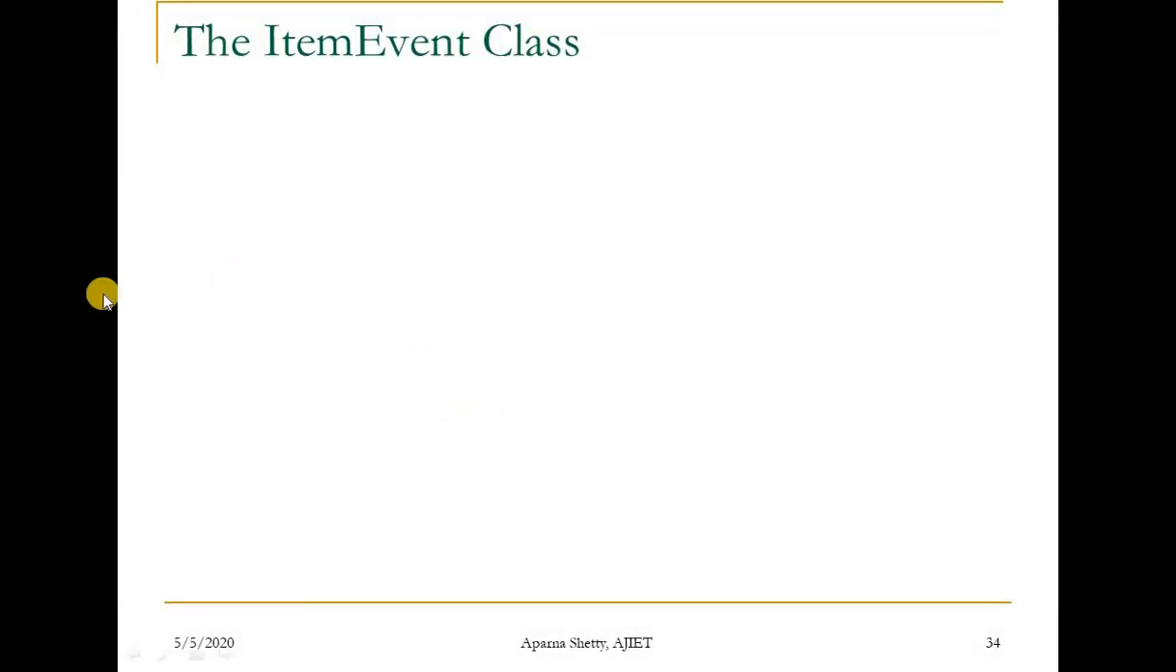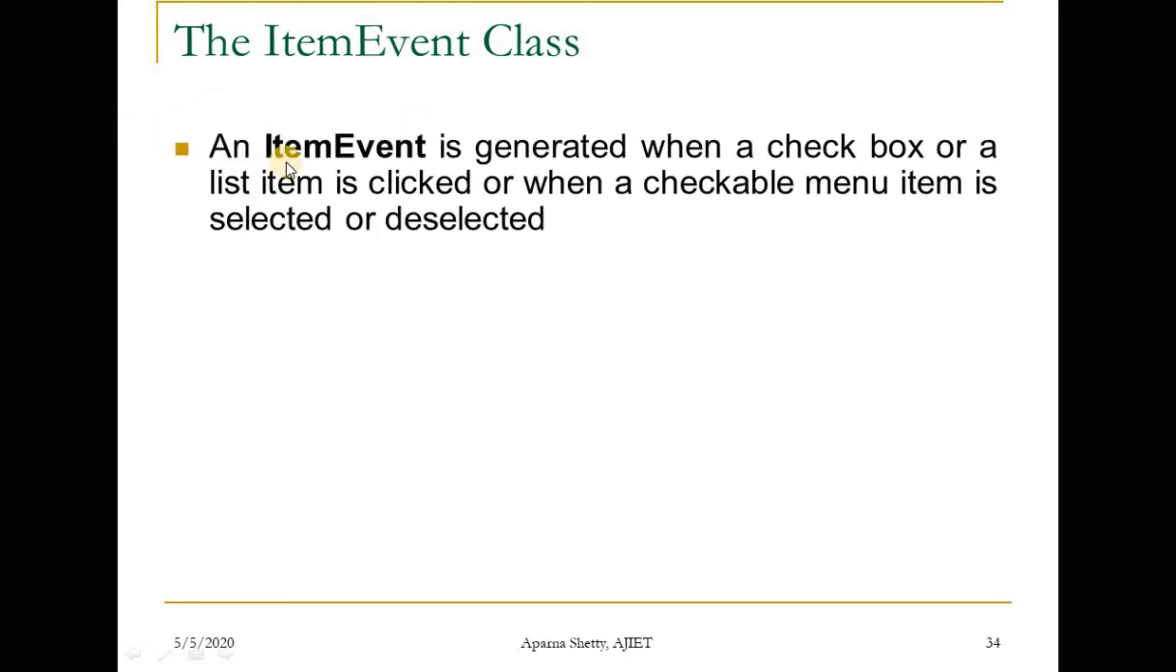Next type of event is the ItemEvent class. An ItemEvent is generated when a checkbox or a list item is clicked, or when a checkable menu item is selected or deselected. So an ItemEvent is generated when a checkbox or a list item is selected, or when a checkable menu item is selected or deselected.